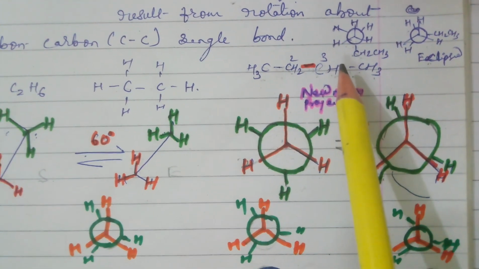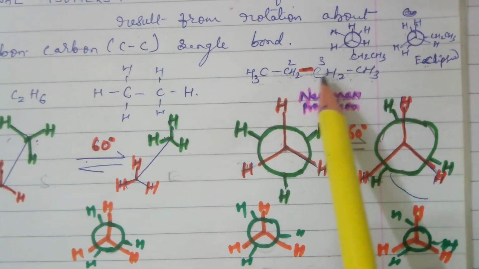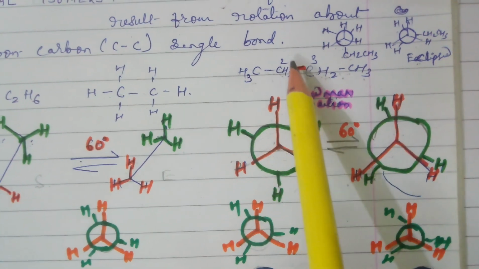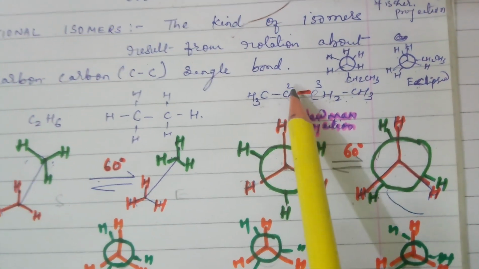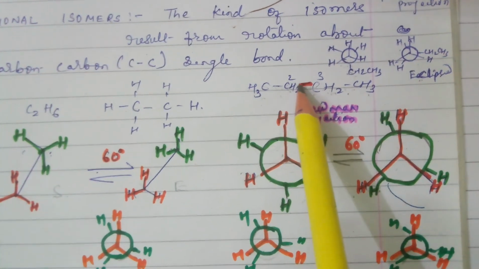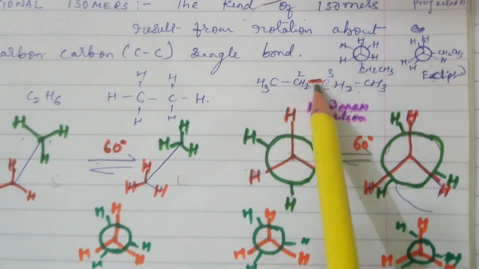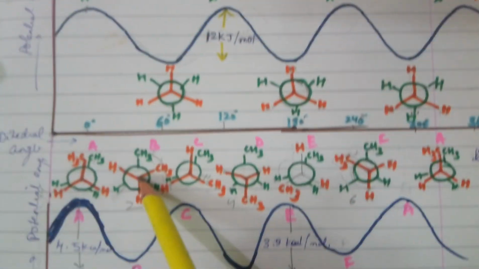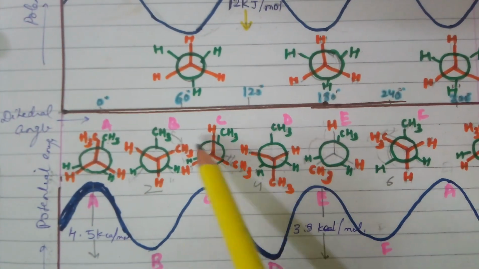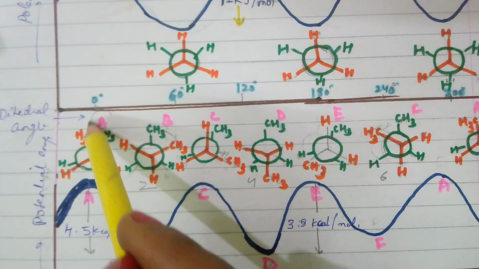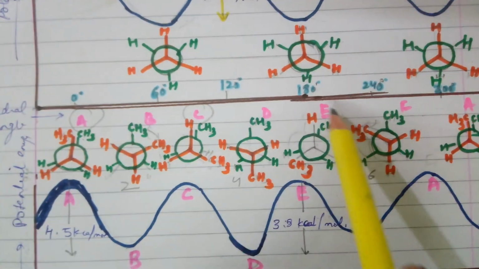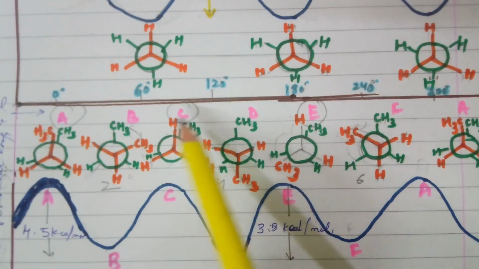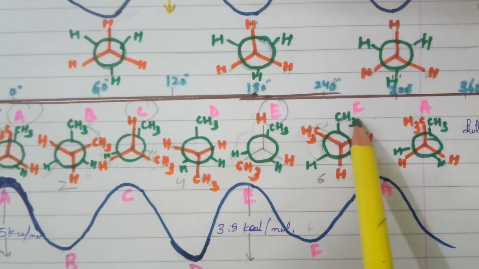But what happens when we write the Newman projection for 2-3? It was found that all the staggered conformers don't have the same energy. We can see these are the conformers possible. So here A, C and E are eclipsed forms. The rest are not eclipsed. B, D and F are staggered forms.